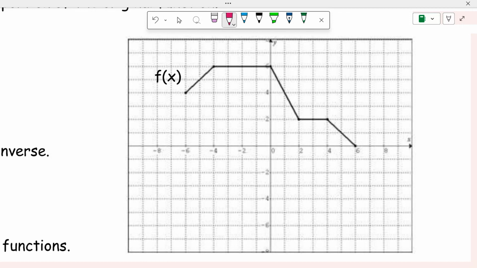So negative 6, 4 becomes 4, negative 6. And then negative 4, 6 becomes 6, negative 4. I'm going in order and joining my line so I don't forget the order. And then 0, 6 becomes 6, 0. So far all the points moved from the original. And then the next one is 2, 2.